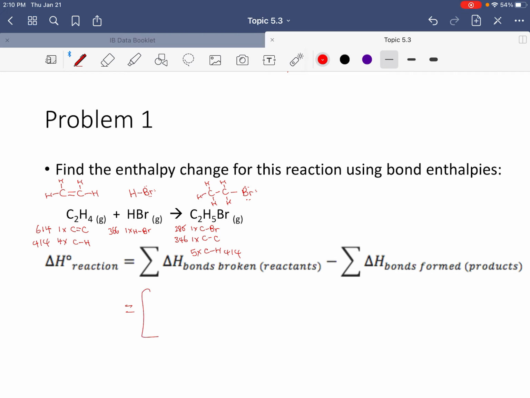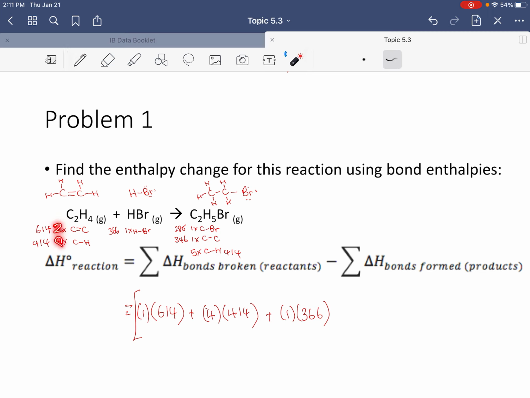So let me have my big open bracket. How many bonds are broken? Well, there's a CC double bond broken, and that's worth 614 kilojoules. Plus, there's 4 CH bonds broken, so that's 414 kilojoules. There is an HBr bond broken, that's 366. Let me put this here too, so you know there's only one. As I said, remember, if there's a 2 here, you're going to have to make sure this is 2, 8, and 2. Just a reminder, because you'll come across a question like this in the next page, which I want you to do for homework. All right. Let's close this bracket.